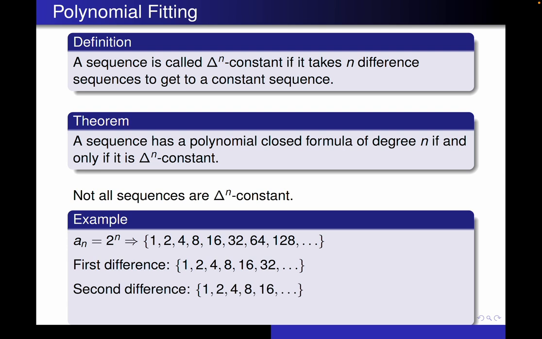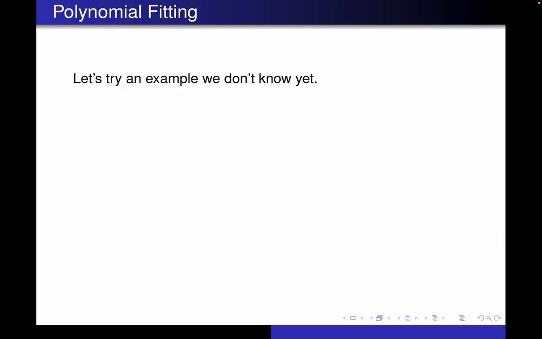So you can see that you can take difference sequences forever, and it will never change. It will never get down to a constant sequence, which means that this particular sequence, the geometric sequence, is not delta n constant. You can't use polynomial fitting for that particular one. That's okay. Can't use the same technique for everything.